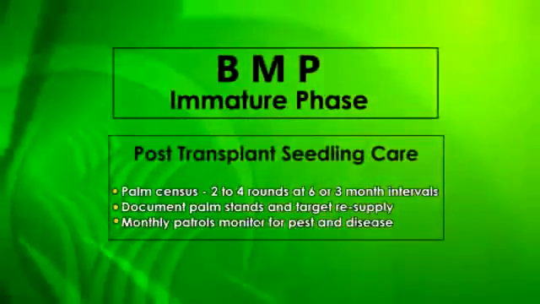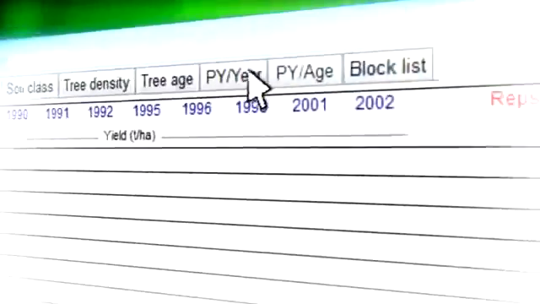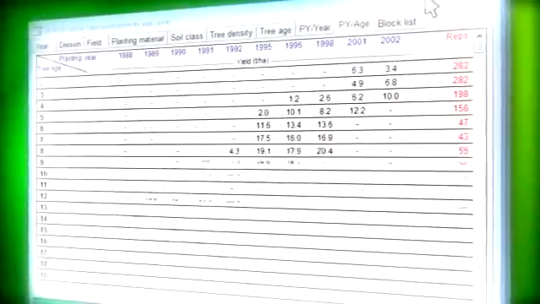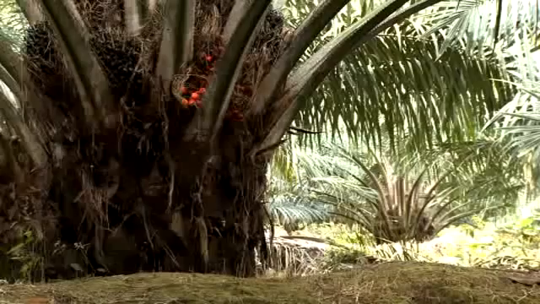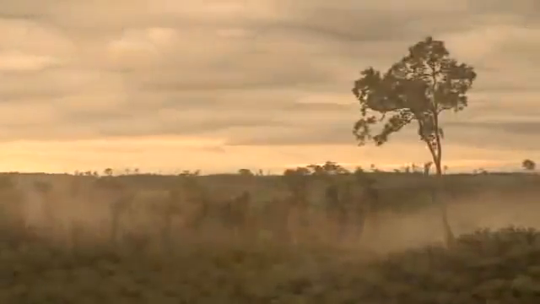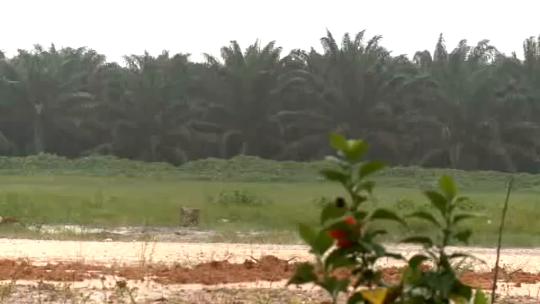Monthly patrols also check for pests and disease. Patrol and census data is collated and stored in an agronomy database. The plant's vegetative structures, trunk, leaves, and roots, develop during the immature phase. For seedlings to thrive, a continuous water supply is imperative.